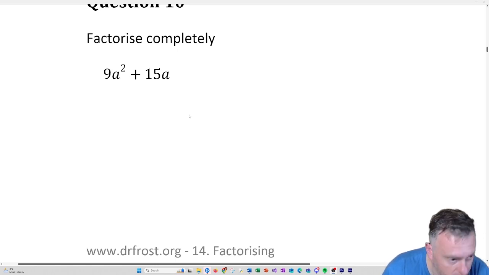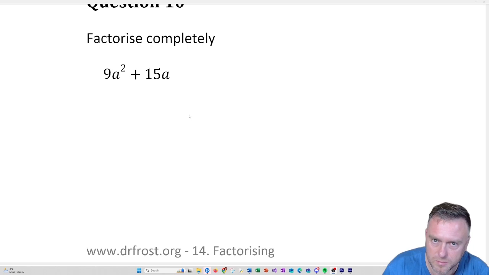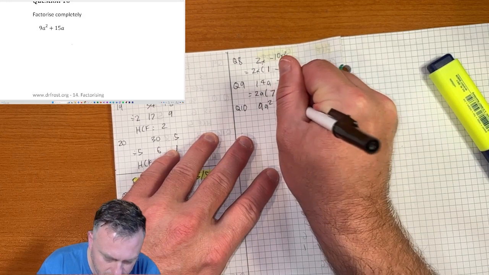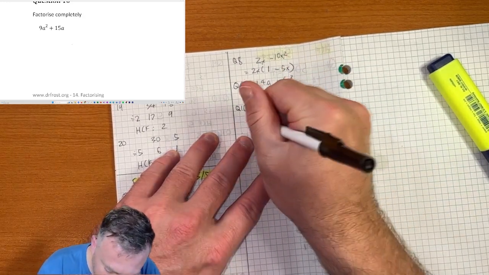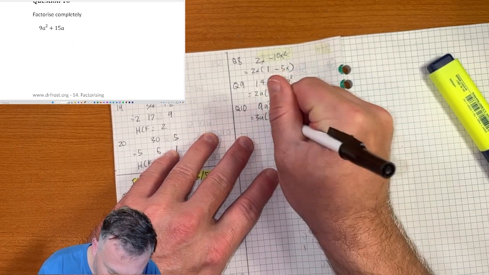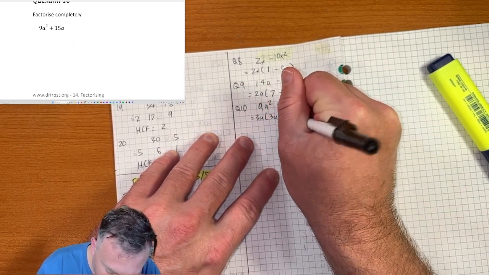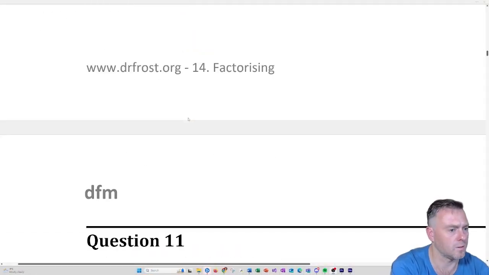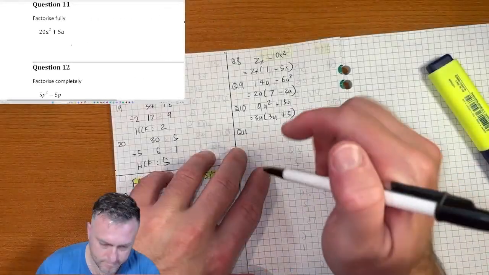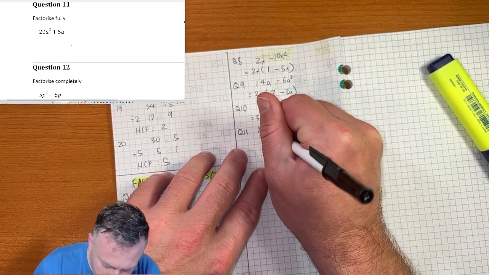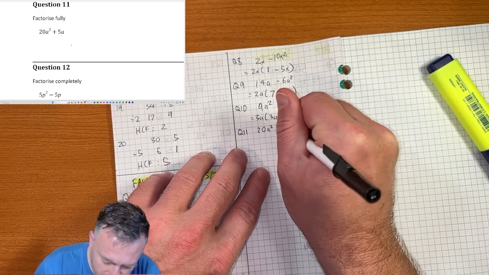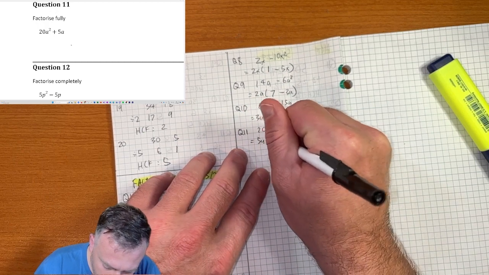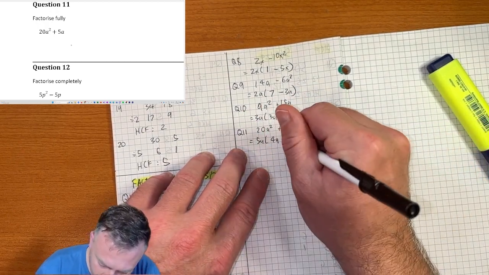Question 10. So we have 9a squared plus 15a. So both can take a 3a out the front. So we're left with 3a plus 5. Question 11. 20a squared plus 5a. So you can take a 5a out of both of the front. And you're left with 4a plus 1.